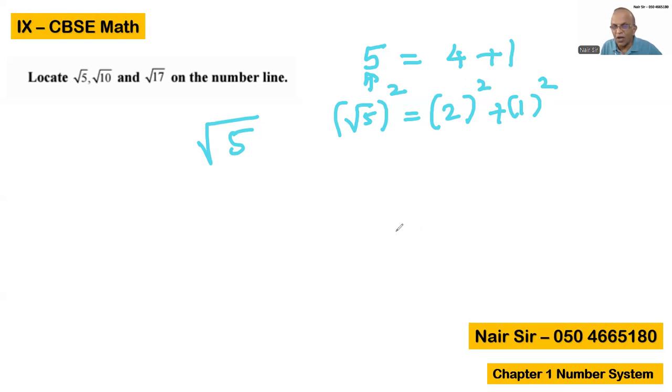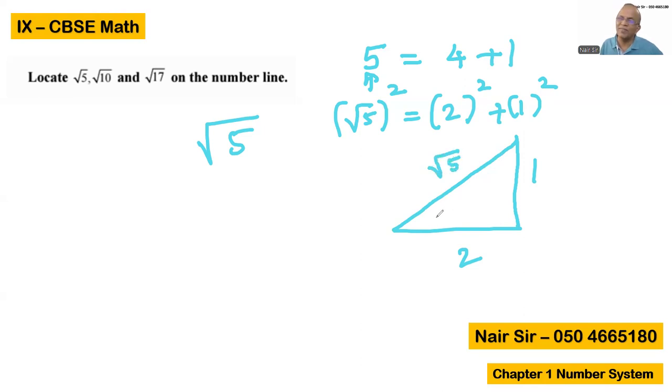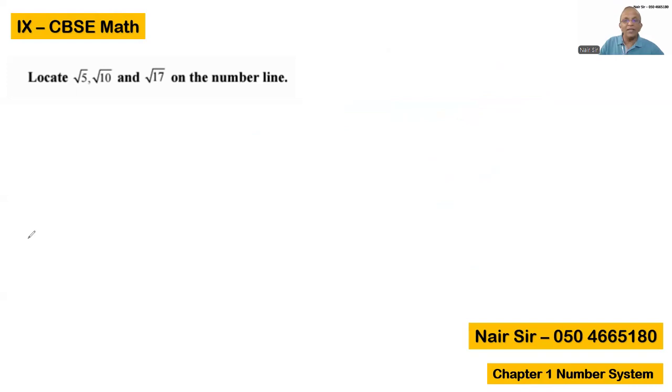Now, what will I get across? I will draw the base 2 centimeter. I will draw 1 centimeter. So this will be my 1 centimeter. This will be my 2 centimeter. And this particular line will be my root 5. Am I clear? Can I go further? Thank you very much. Let's look at what we are talking about.